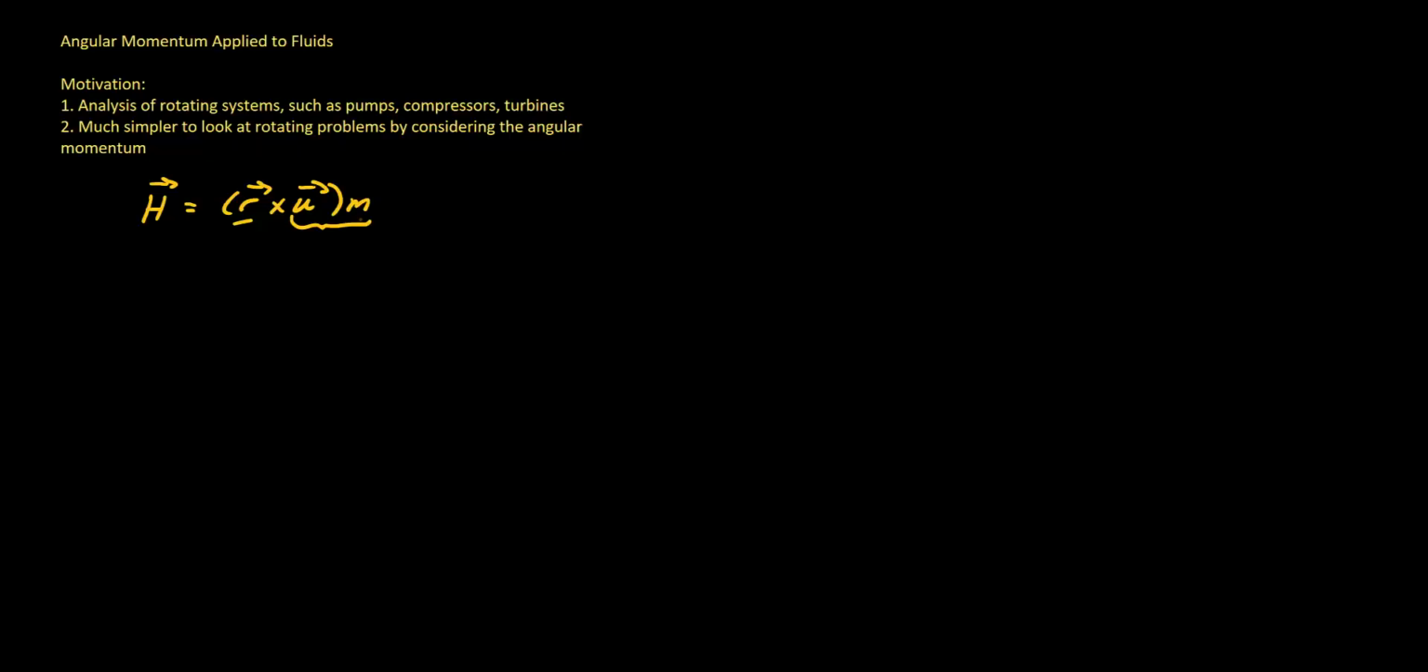As we saw when we're setting up our conservation laws in an Eulerian frame of reference, i.e., when we are looking at control volumes, we are interested in the property that is being conserved per unit mass. So per unit mass, the angular momentum is simply the cross product of our moment arm and the velocity vector.